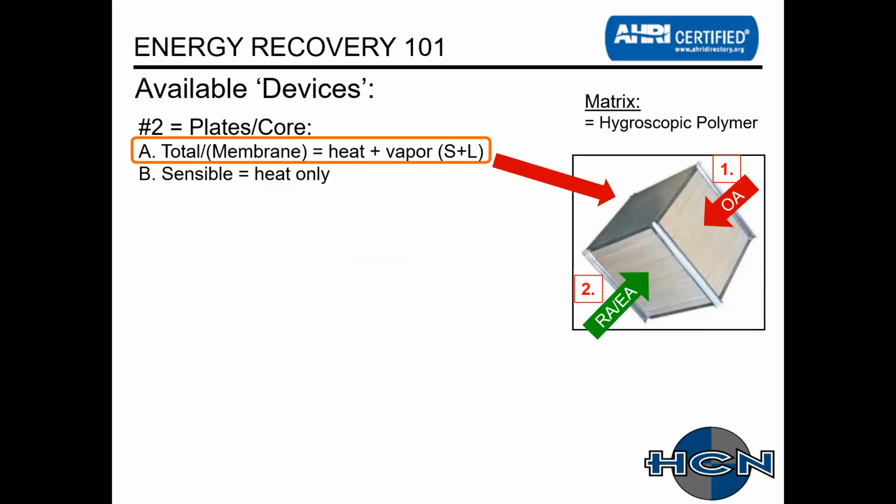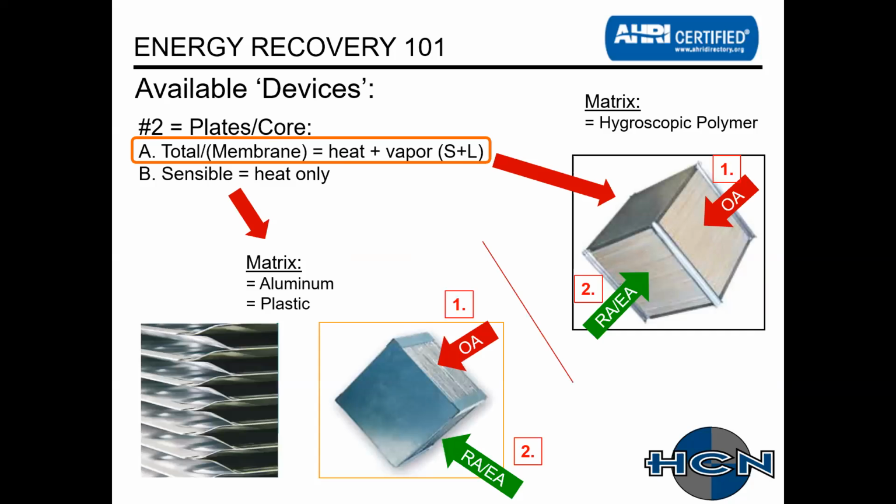The matrix consists of a hygroscopic polymer material. That's a mouthful to say. And then the other device that's available transfers sensible only. In this case, the matrix is made of aluminum or plastic. The picture on the lower left depicts an aluminum matrix. This transfers just sensible energy only.